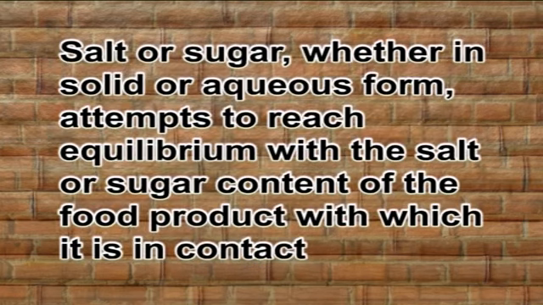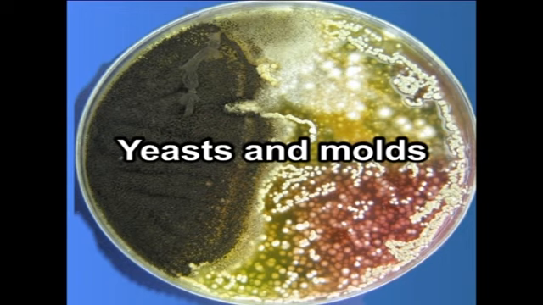Salt or sugar, whether in solid or aqueous form, attempts to reach equilibrium with the salt or sugar content of the food product with which it is in contact. This has the effect of drawing available water from within the food to the outside and inserting salt or sugar molecules into the food interior. Yeast and molds, on the other hand, usually require even lower water activity, preventing growth.